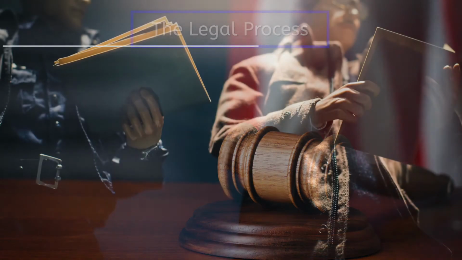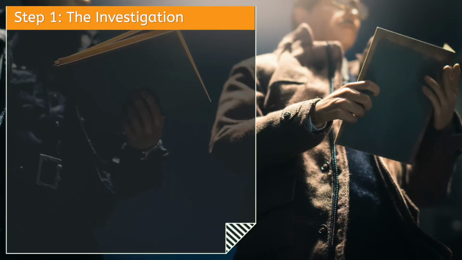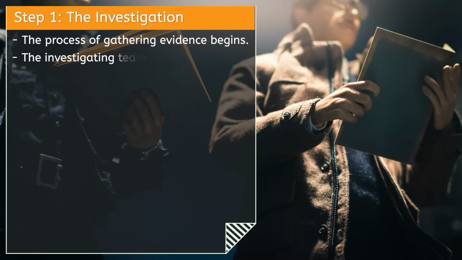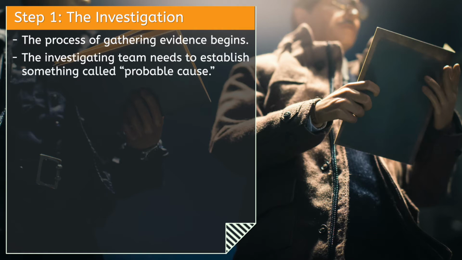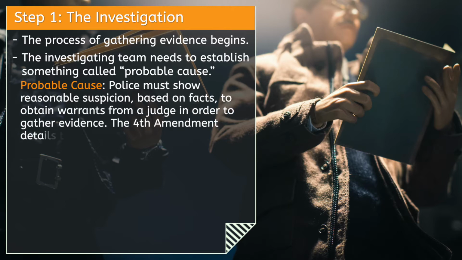The criminal case process begins when the police investigate a crime and find suspects. Then the process of gathering evidence begins, and there is a strict procedure for this. First, the investigating team needs to establish something called probable cause. This means that police must show reasonable suspicion based on facts to obtain warrants from a judge in order to gather evidence. The Fourth Amendment details this process.